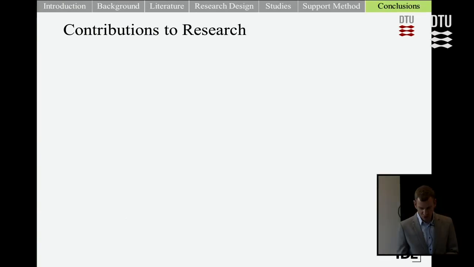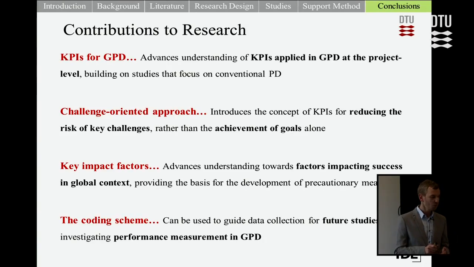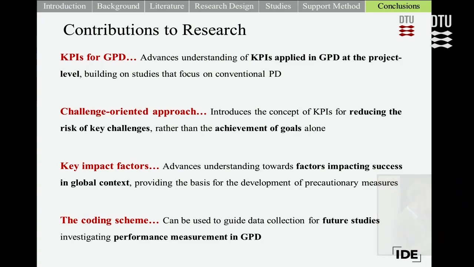So when highlighting the contributions to research, we see a key area for the KPIs for global product development. So we advanced the understanding of KPIs applied in GPD at the project level, and this builds on studies actually that focus in the conventional or local product development environment. Also, this challenge-oriented approach introduces the concept of KPIs for minimizing risks of the key challenges, rather than focusing just on the achievement of goals alone.